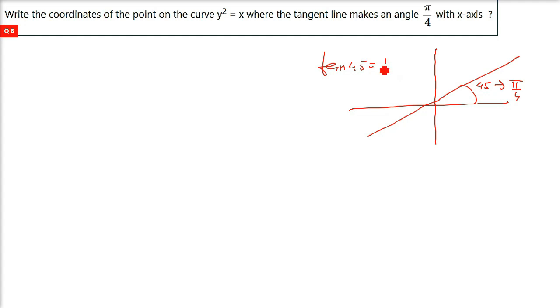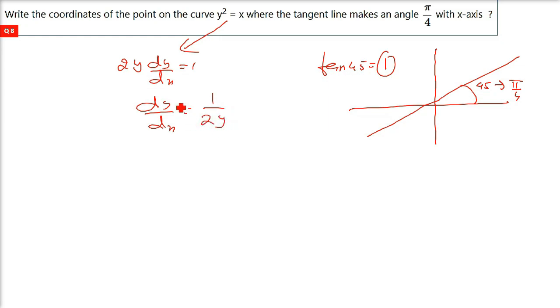So dy by dx is already given in the question. It is dy by dx, tan pi by 4 is 1. So when you differentiate this, 2y dy by dx equals 1, dy by dx is equal to 1 by 2y. And that is equal to 1 because the slope is 1. We already found out tan 45 degrees is equal to 1. So just equate it to 1. When you equate it to 1, 1 by 2y is equal to 1. So y is equal to what? y is equal to half.